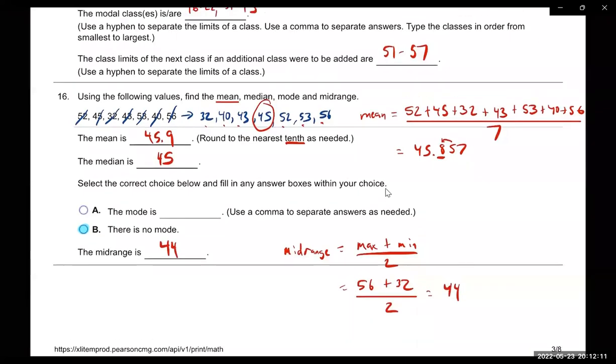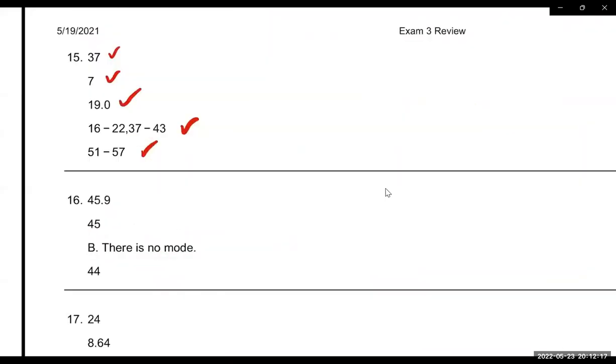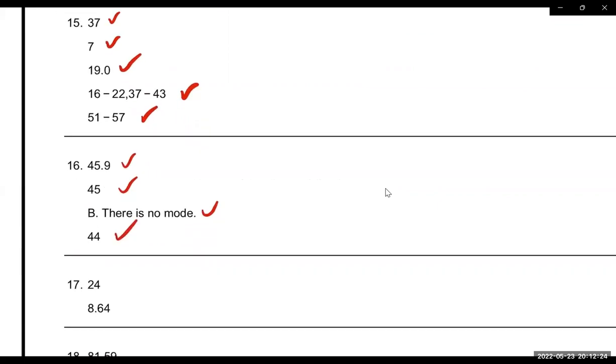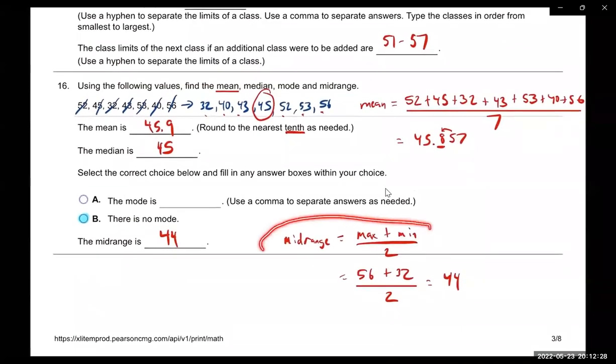All right, so let's see if we got these right. So 45.9, 45, no mode, 44. Yes. So yes, yes, yes, yes. Okay, good. Almost forgot the formula for mid-range. So just make sure you guys have this handy. The mid-range formula is max plus min divided by 2.